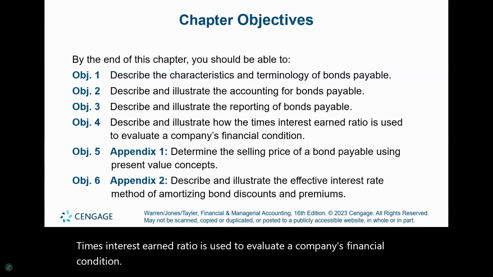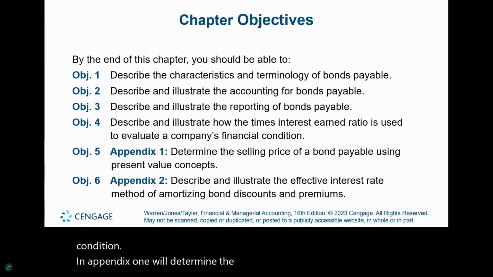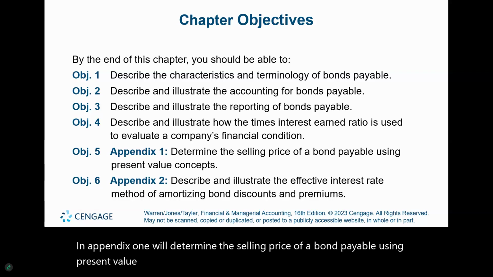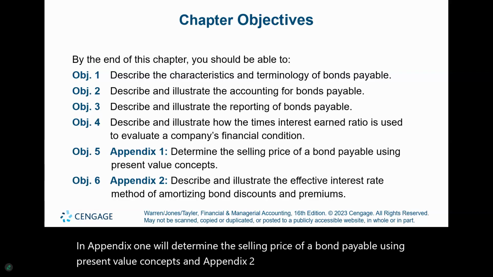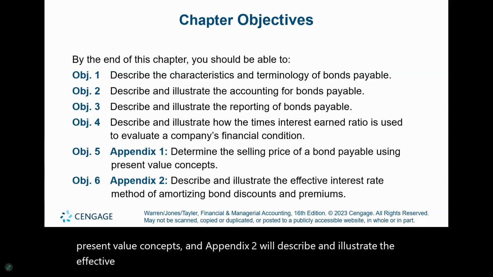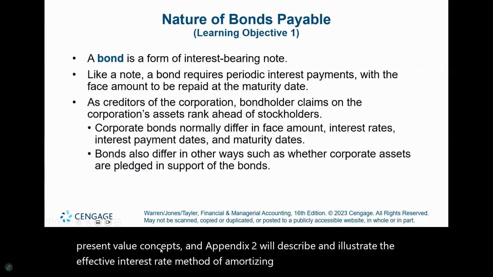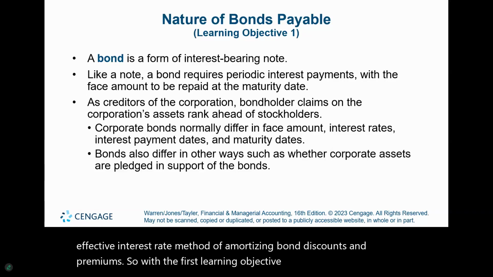In Appendix 1, we'll determine the selling price of a bond payable using present value concepts. And Appendix 2 will describe and illustrate the effective interest rate method of amortizing bond discounts and premiums. So with the first learning objective, we're going to learn the nature of bonds.